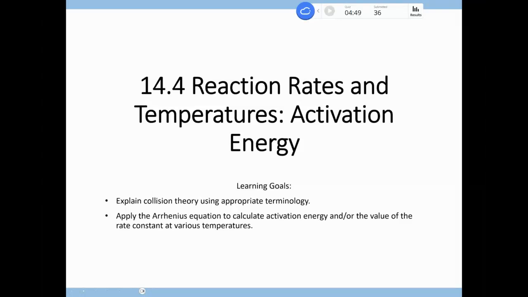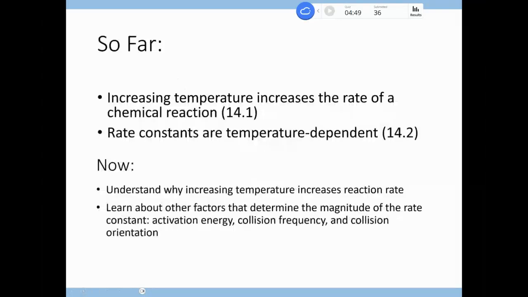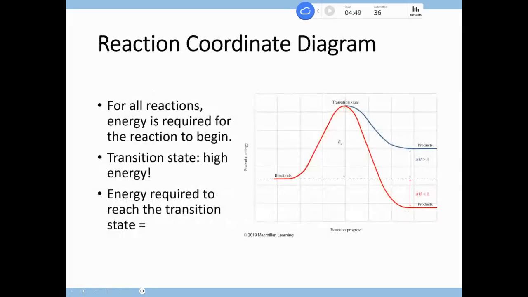This section, we're talking about how temperature influences reaction rate. So that was one of the factors that influences reaction rate. You increase temperature, reaction rate increases. So we're going to understand why that is, and then other factors that determine the magnitude of the rate constant. So we'll talk about each of those. And to kind of set this up, we need to think about reaction coordinate diagrams.